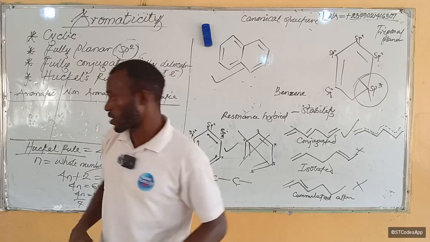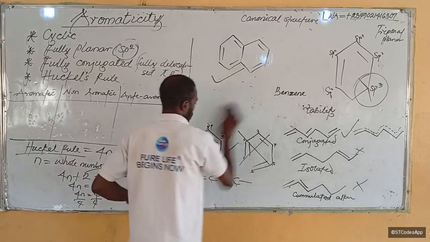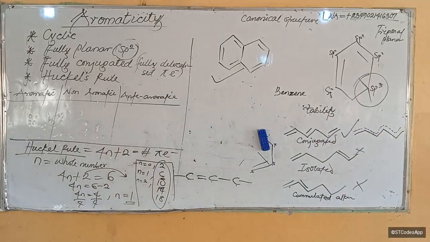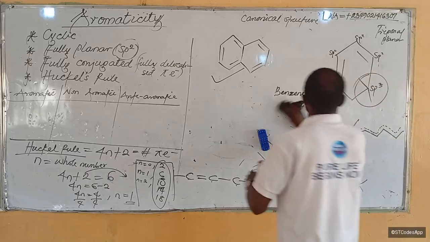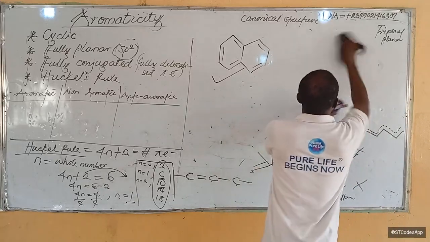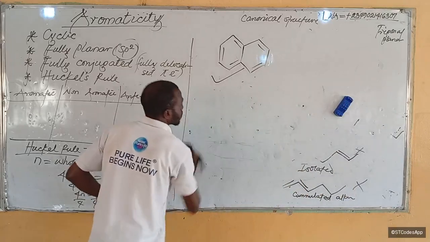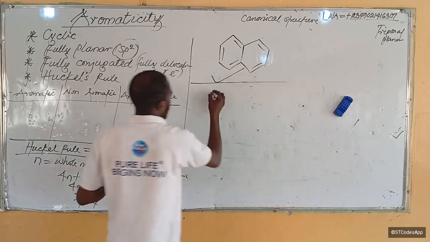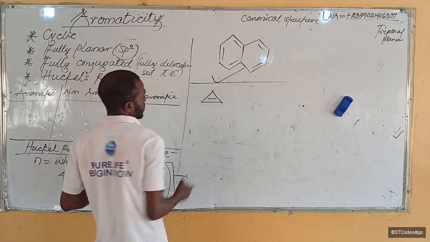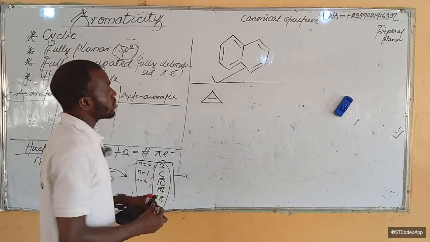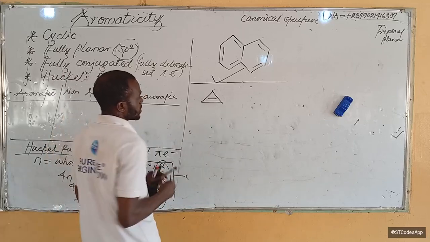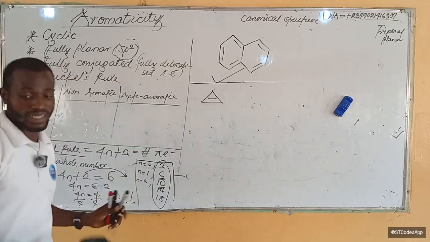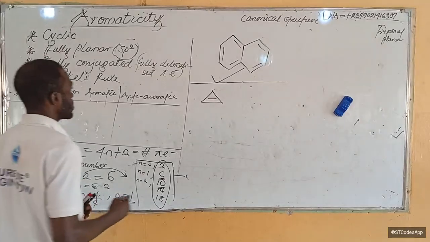Now let us consider other structures. Now look at this first structure, the simplest cyclic structure. Look at this guy. It has a double bond there. Now how many pi electrons does he have? 1, 2. Now first, is it cyclic? So it meets the first criteria.